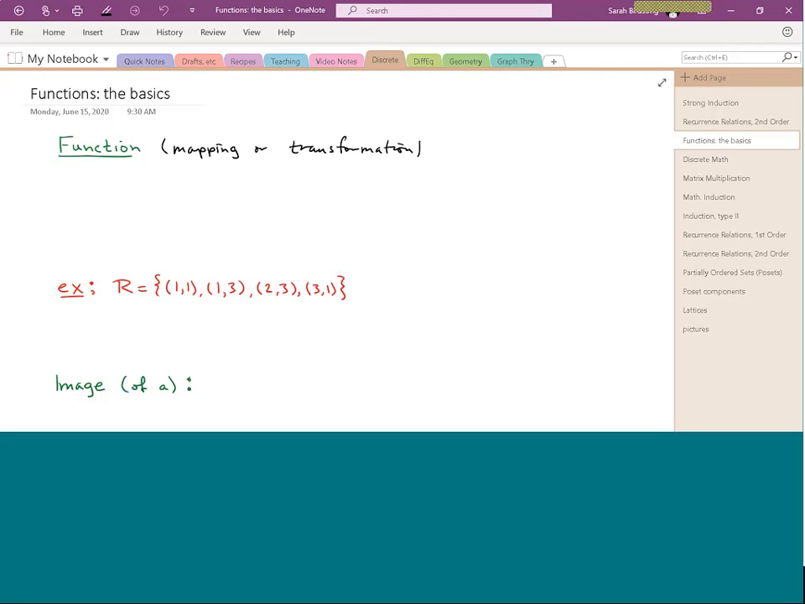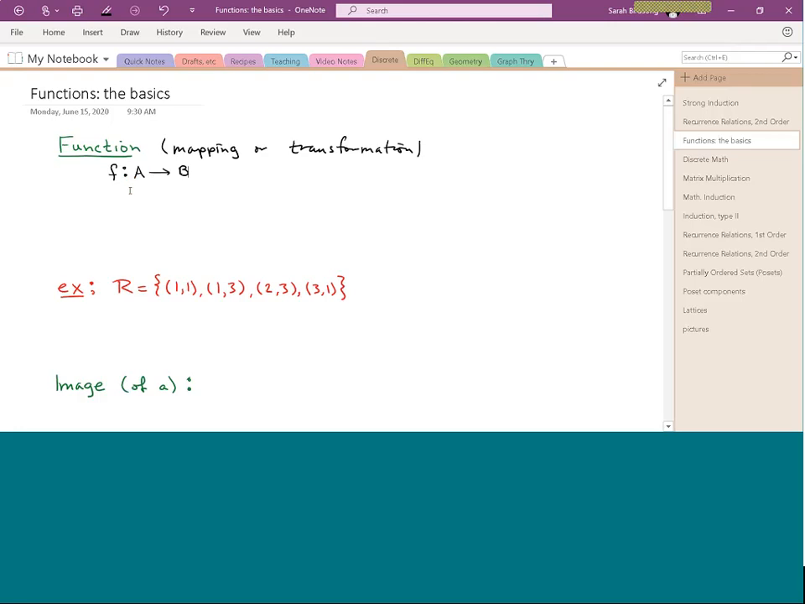So if we look at a function symbolically, it's typically written like this. Now this is not the actual rule of the function, so we'll talk about that in a second. But these are some symbols that you don't often see until you get up into college level math. So let me explain these symbols.